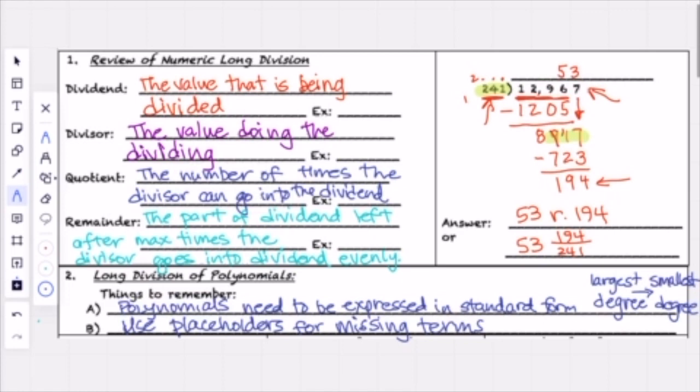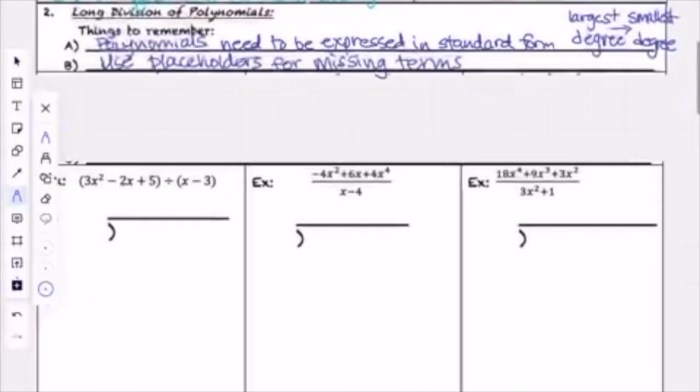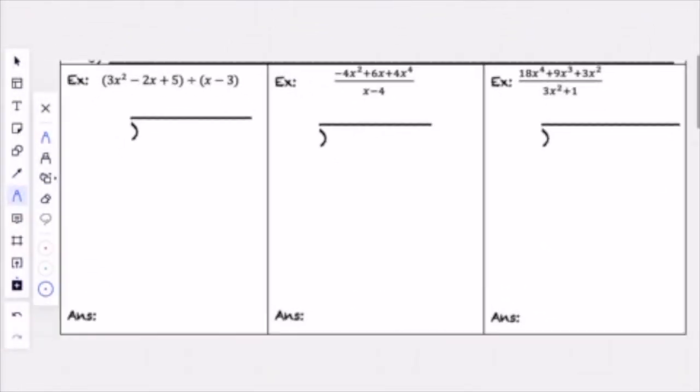All right, let's try one of these problems. Okay, our first example is a fairly easy example. We have 3x squared minus 2x plus 5 divided by x minus 3. So we're going to put the divisor out front, the dividend underneath the division symbol.